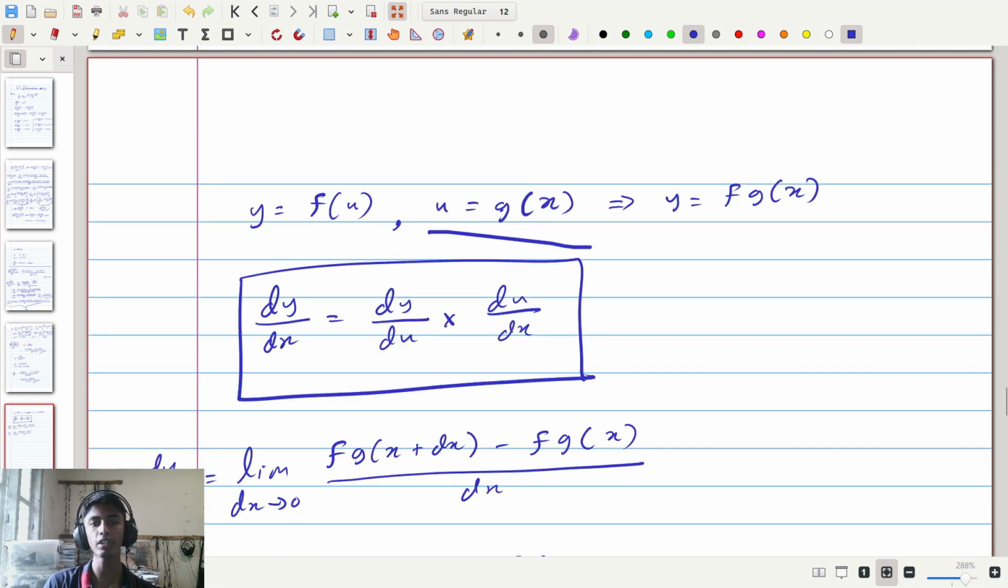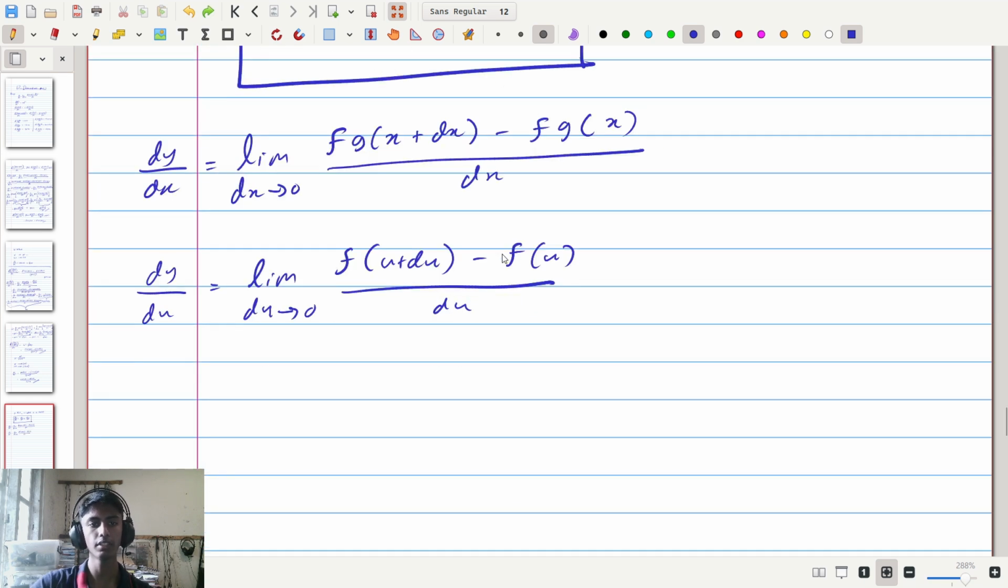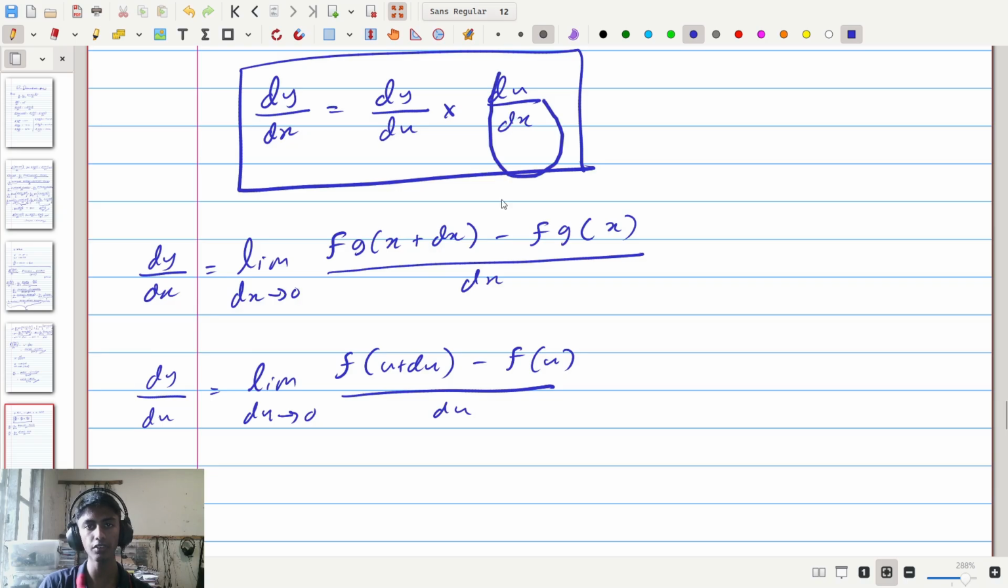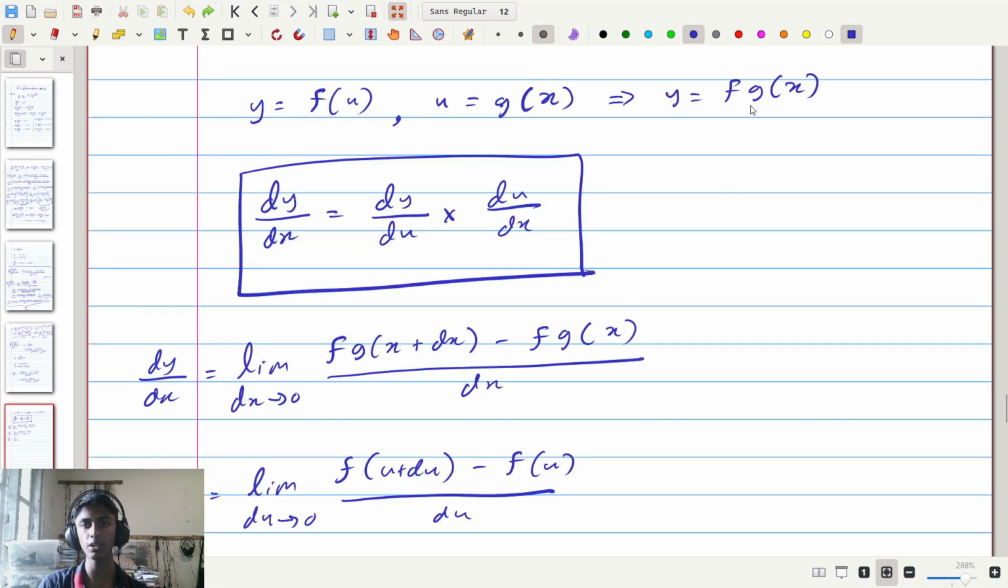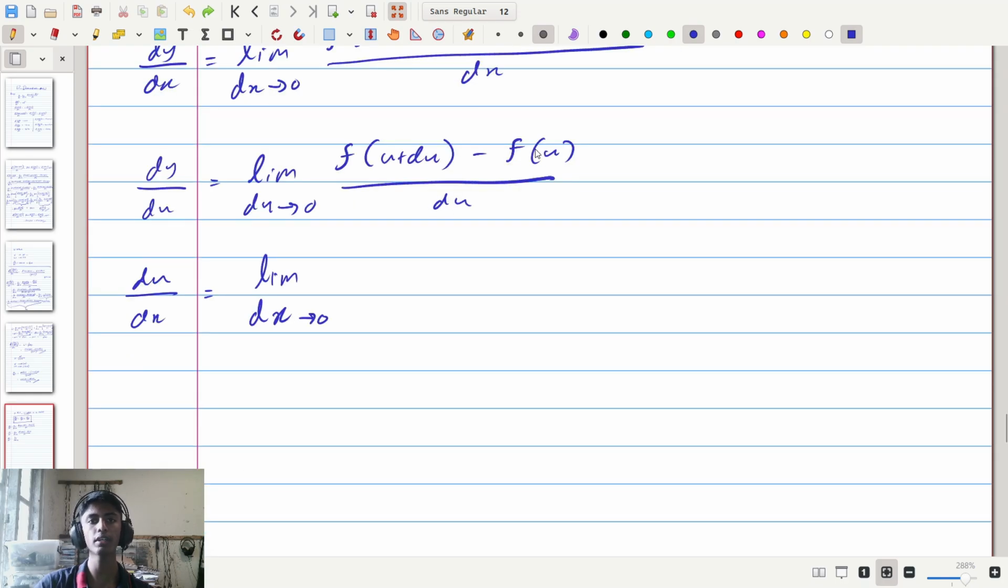Similarly, from this relationship we can get another equation, du by dx, this thing here, is equal to the limit as dx approaches 0 of, in here what we have is g of x, over here u equals g of x. So what we want to do here is evaluate g of x at x plus dx. So g of x plus dx minus g of x over dx.